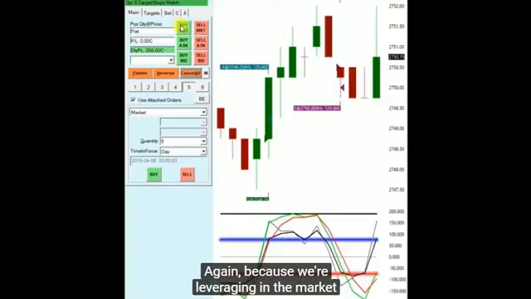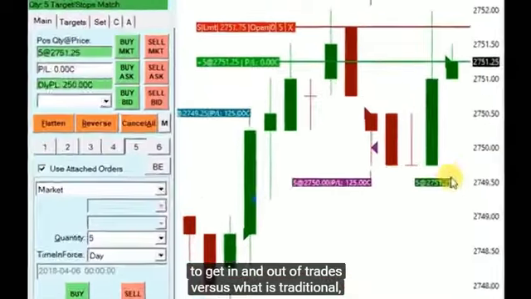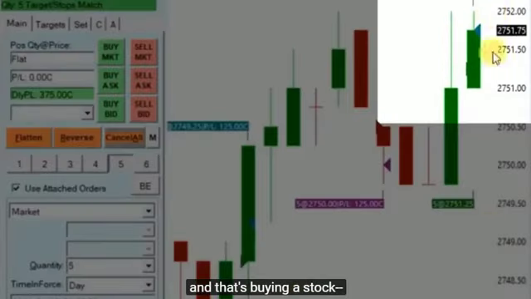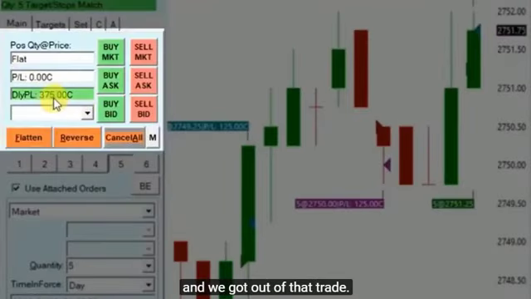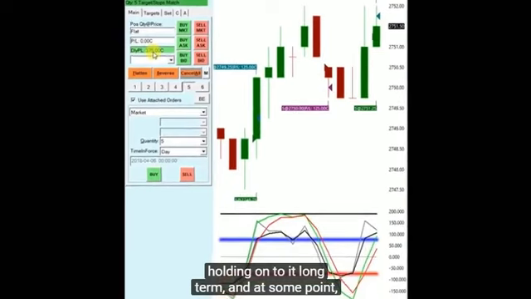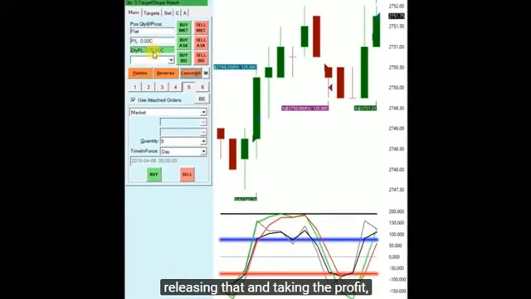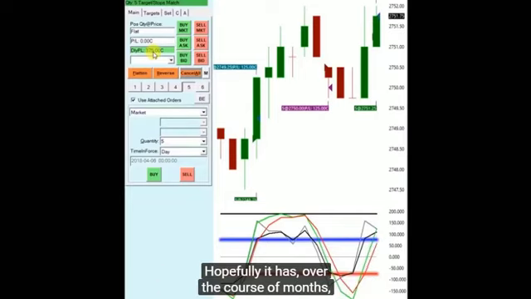Again, because we're leveraging in the market in both directions, it gives us more opportunities to get in and out of trades versus what is traditional, and that's buying a stock. Oh, there we go, another couple seconds, we got out of that trade. Buying a stock or what have you, holding on to it long term, and at some point releasing that and taking the profit if it's moved into profit, and hopefully it has over the course of months and sometimes years.